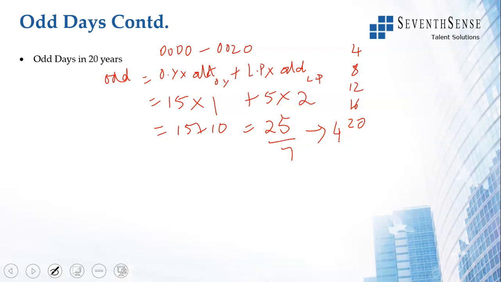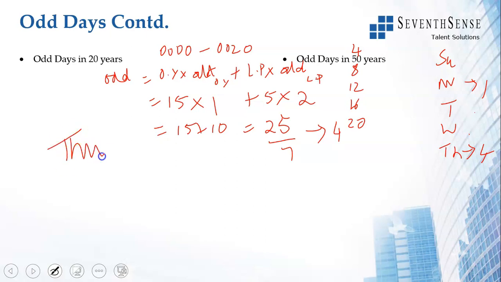And we have seen that for the number of odd days, Sunday, Monday, Tuesday, Wednesday, Thursday: Thursday corresponds to 4, that is 1, 2, 3, 4. So 31st December 0020 is a Thursday. So the number of odd days in 20 years is 4.